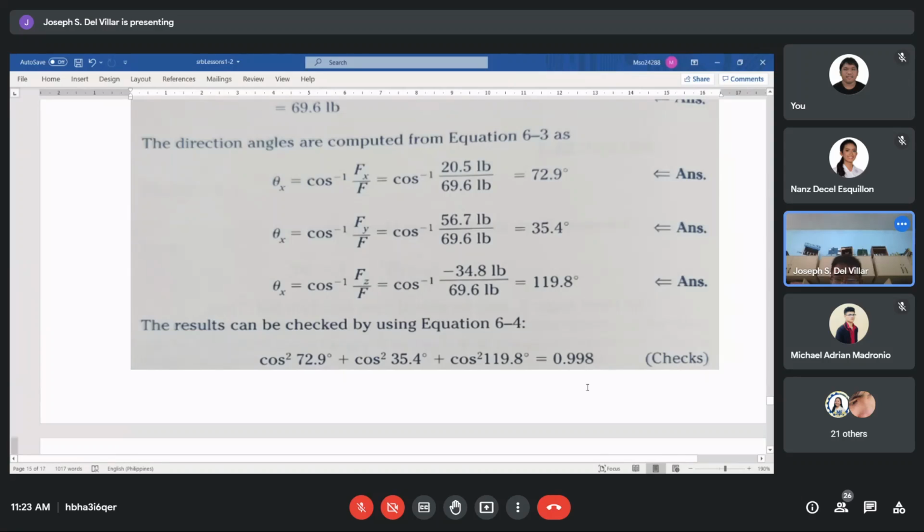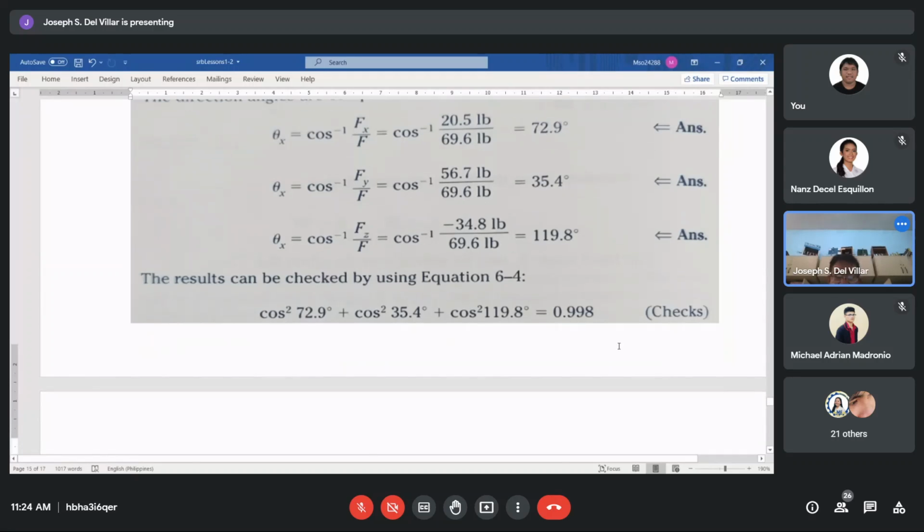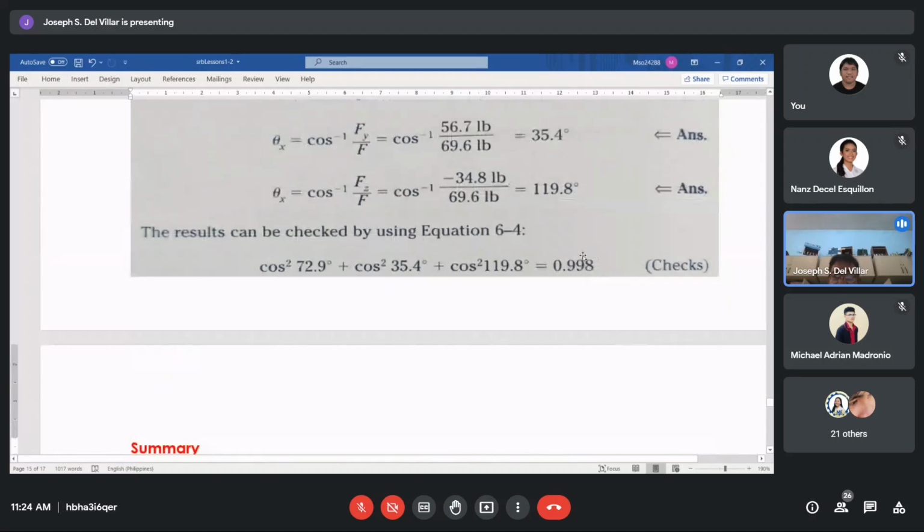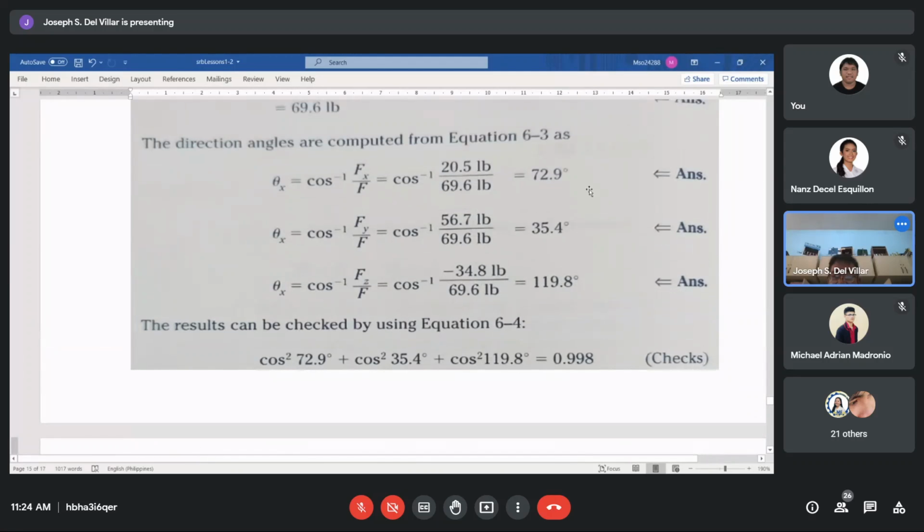Okay? Wag lang kayo magre-result dito ng 0.89, 0.87. Masyadong malayo na 'yon. Okay? At least nasa 0.95, 0.98, 0.97. Pwede na 'yon as long as it is almost equal to 1. Okay? So here, nag-equal siya sa 0.998. Then that means that the three direction angles are correct.